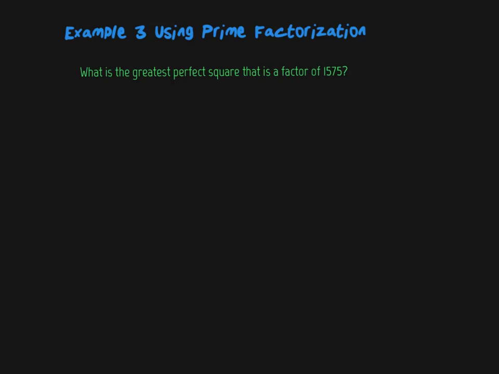So, the question is, what is the greatest perfect square? Okay, we're looking for the perfect square that is a factor of 1,575. What is the greatest perfect square that is a factor of 1,575? So we need to find the factor. Okay, we're not asking is 1,575 a perfect square. We're asking for the greatest factor of it.